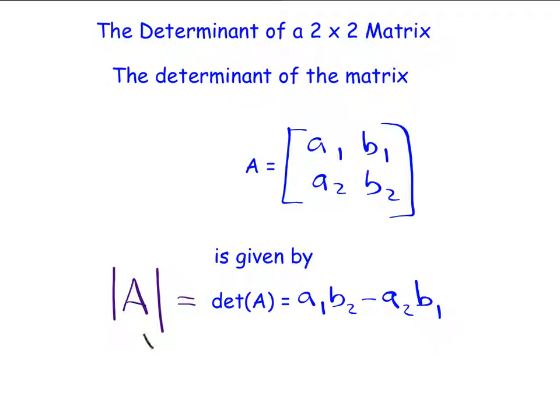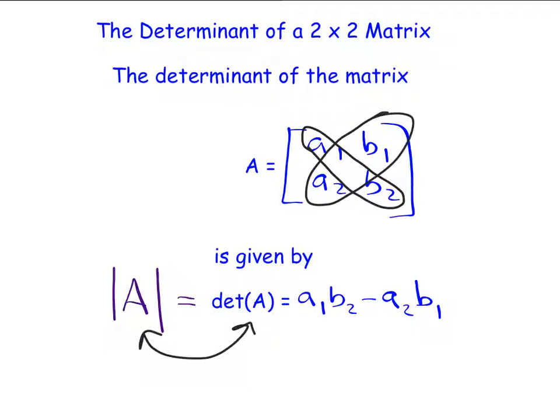Notation-wise, keep in mind these 2 things right here mean the exact same thing, whether you have an absolute value sign around the matrix, or if you just say DET, which is short for determinant. You basically take those numbers diagonally, okay, and then subtract the product of those 2 numbers diagonally. Okay. For a 2x2, it's pretty simple. It's a little bit of multiplication and subtraction.